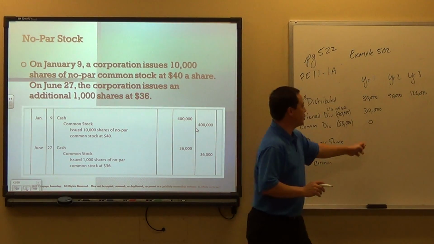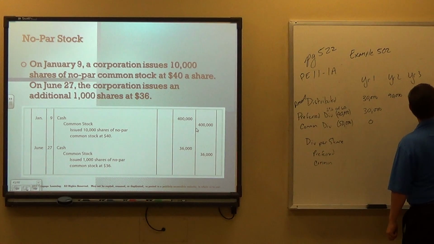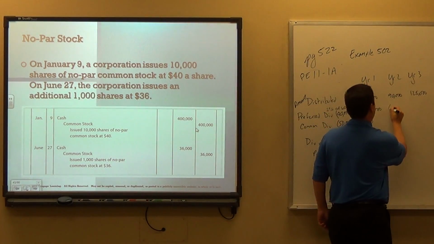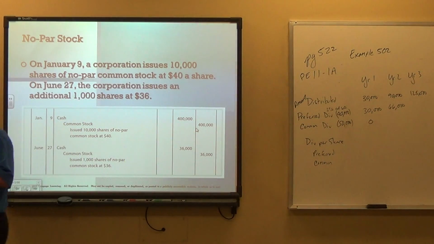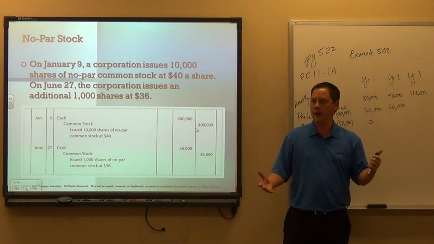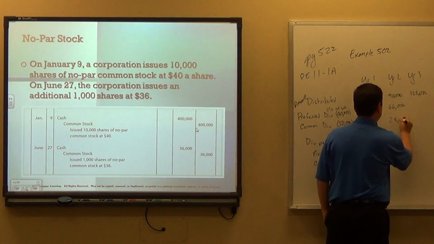So in year two, they pay out 90. Remember that they owed 48. How much do they have left over then? They owe 18, so I'm going to take 18 plus the 48. That's $66,000, and it should go in there. That makes sense? Now they got their full amount. When you say 2% of whatever it is, it's off of the par value. Just remember that. Now since they paid $66,000, do I have some left over? Yes, so that leftover goes to common, and it goes to $24,000 right here.